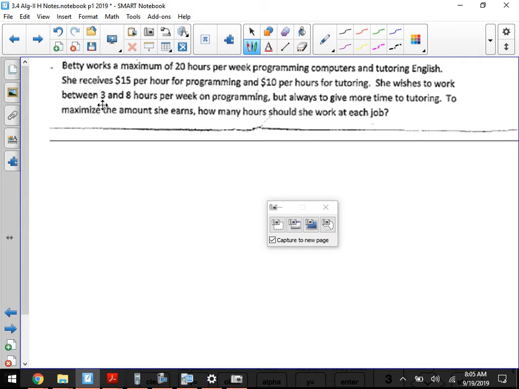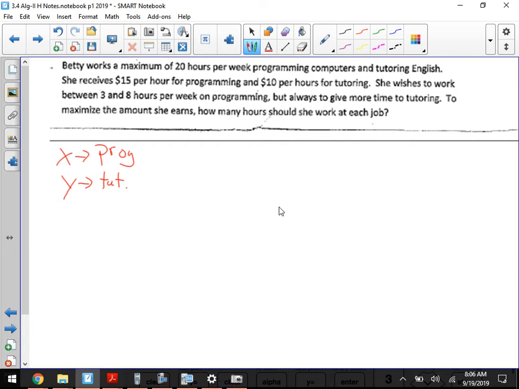What are her 2 jobs? Programming and tutoring. Which came first? Programming. So X will be programming, and then Y will be tutoring. Okay? How much money does she earn programming? And how much money does she earn tutoring? So your objective is to make the money.